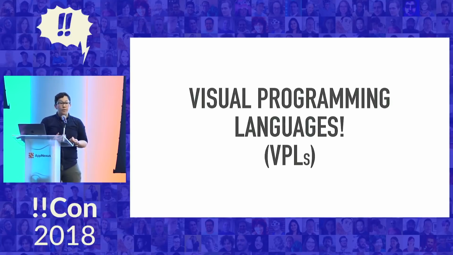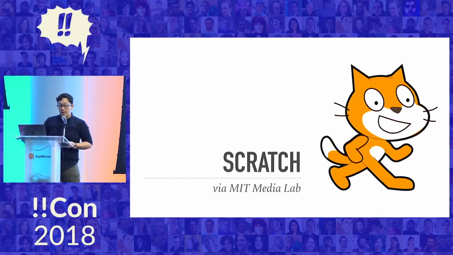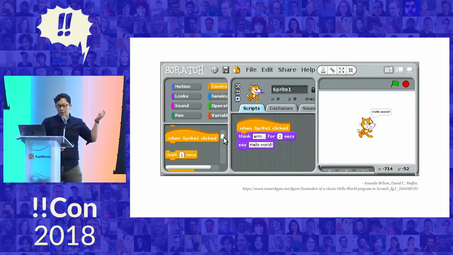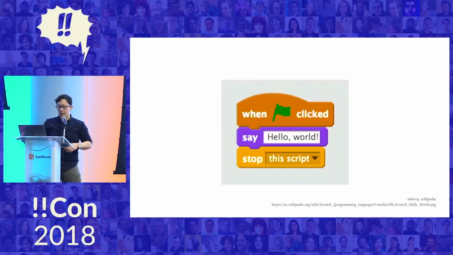So I want to specifically talk today about visual programming languages, or VPLs. The most likely example that you might be familiar with is Scratch. Scratch came out of the Media Lab in 2002. It's designed to make it easy for children to learn to program and make creative projects and share their work with other people. This is a picture of what the interface looked like at one point. The piece in the middle is the actual program. So if you zoom in on that, that's Hello World in Scratch.